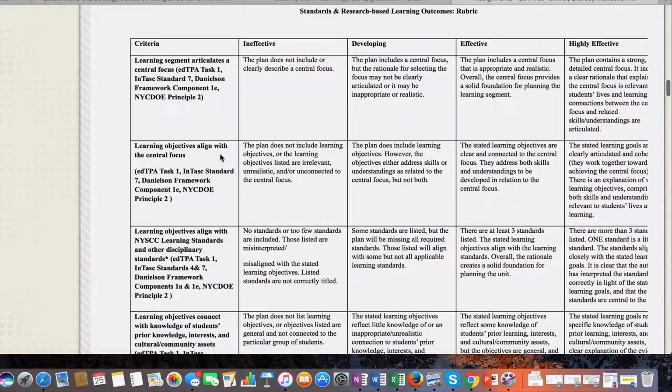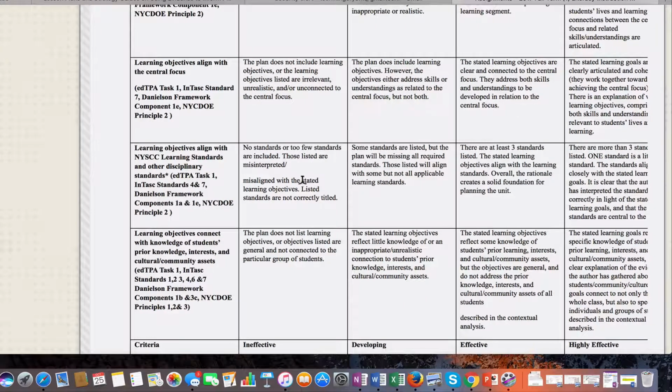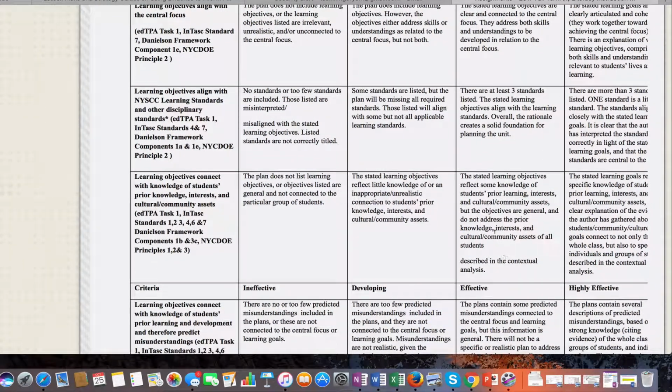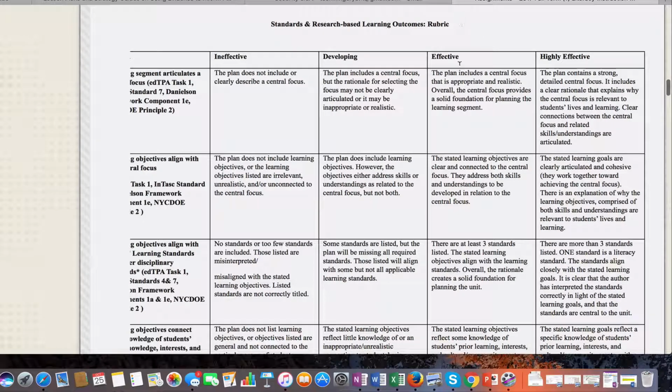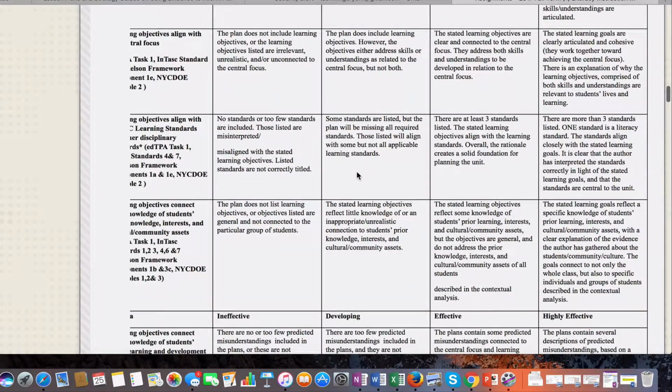Okay. The learning objectives connect with a central focus. They address both skills and understandings. These are going to be your learning standards, and notice I actually tell you how many, right? So you've got at least 3 standards in there that connect, okay? And so you can go through and you can actually read and see what it is that it takes to get you to the effective. This is where you ultimately want to end up. This is your A, okay? This is probably where you're going to be if you do a good solid draft, and then I will give you feedback to help you move in that direction.